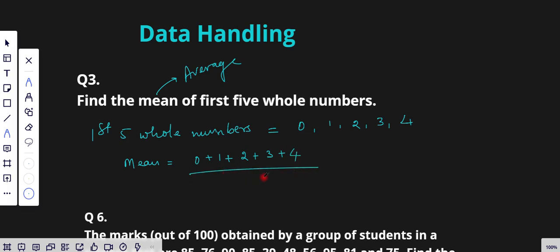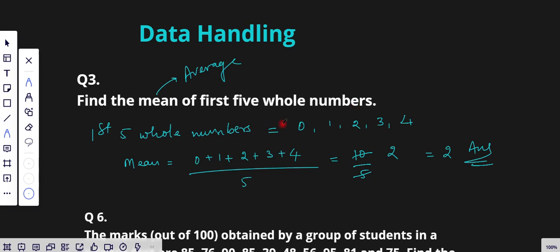You have 5 whole numbers here, right? So divided by 5. The summation of 0, 1, 2, 3 and 4: 1 plus 2 is 3, 3 plus 3 is 6, 6 plus 4 is 10. That is 10 divided by 5, so 5 twos are 10. So the mean of the first 5 whole numbers is equal to 2. Any doubt in this?